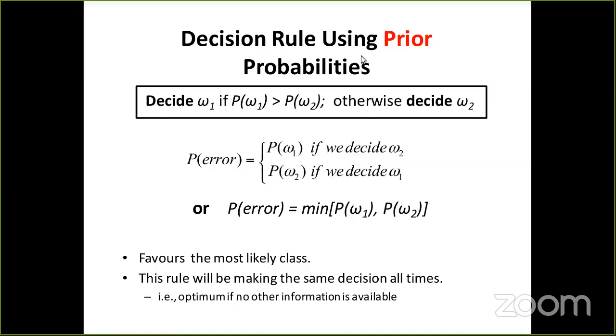Sumit, ask your question. Yeah, so just this line which is inside the box, shouldn't it be a conditional probability given x? You're right. So we will come to that. Right now we are considering the case in which we don't have any measurement. Next we'll come to the case when we have some measurement.